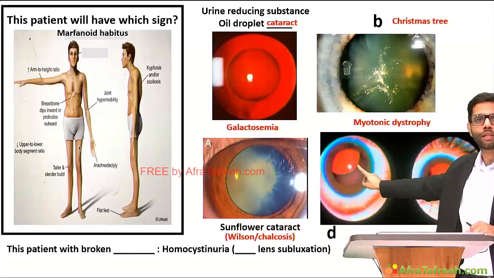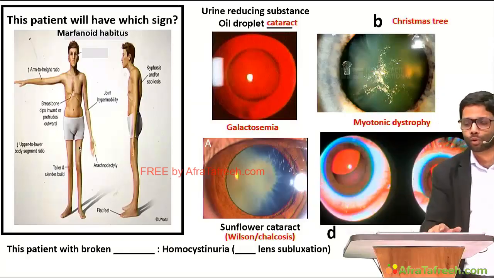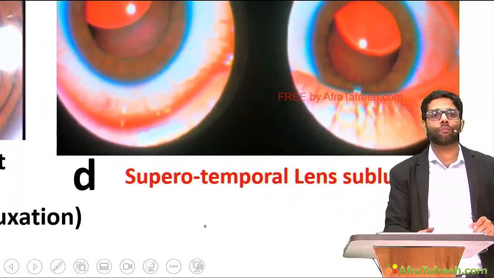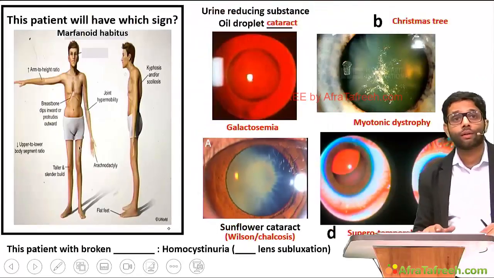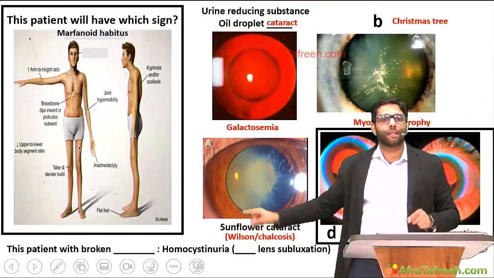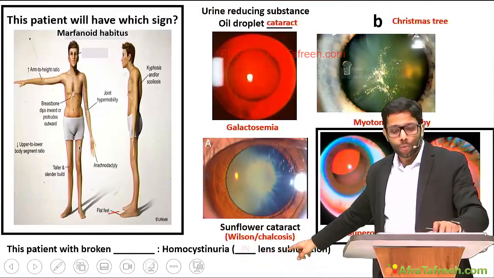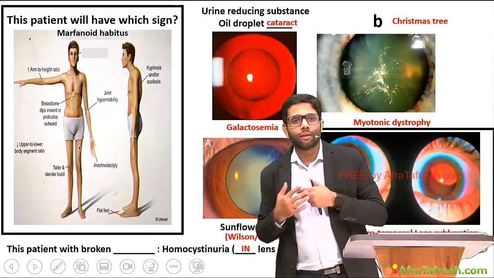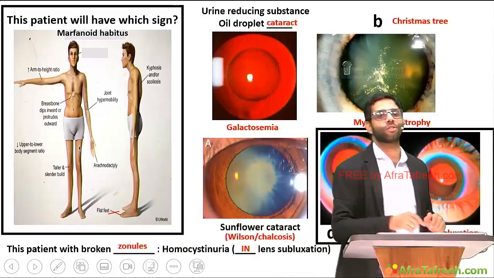Marfanoid habitus leads to this. What is this? This is the lens going up and out. Supratemporal subluxation of the lens, and that is mostly seen in Marfan syndrome. Now, this is the answer over here. But if Marfanoid habitus is there and the patient has inferonasal subluxation, that is homocystinuria. The important point in homocystinuria is that there are broken zonules.